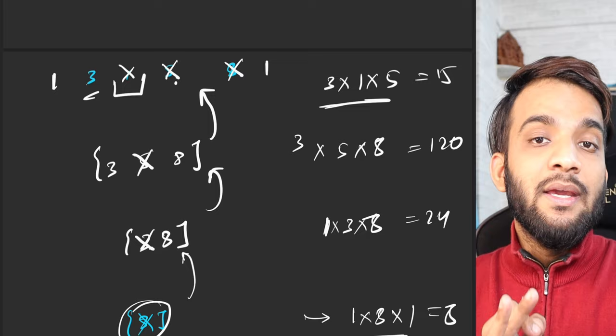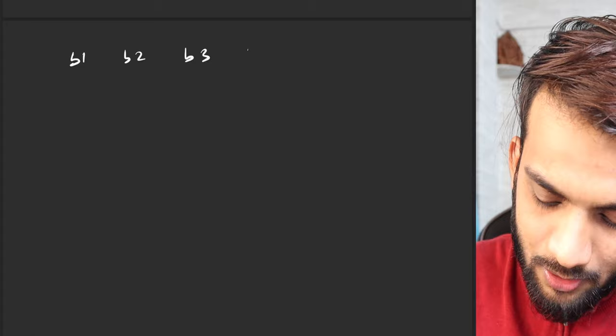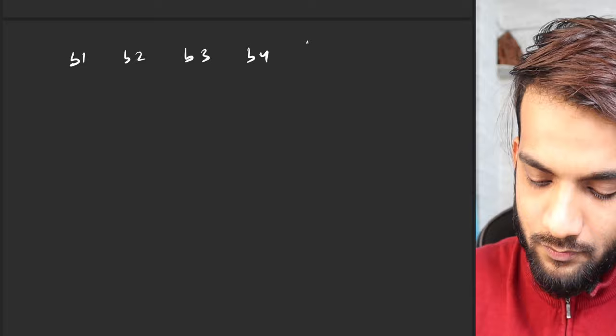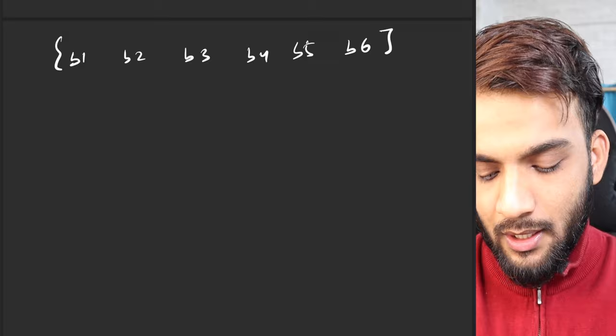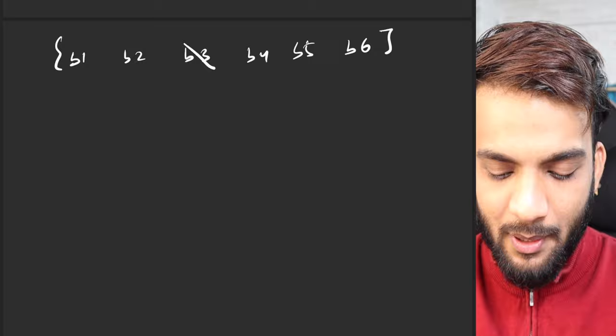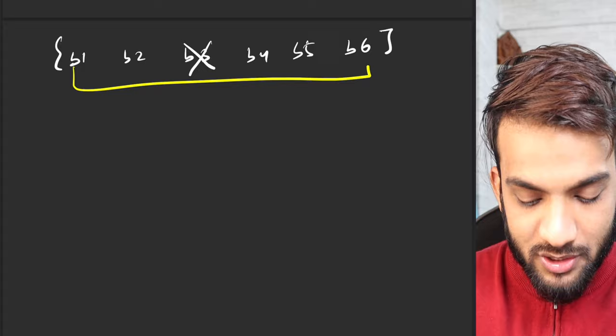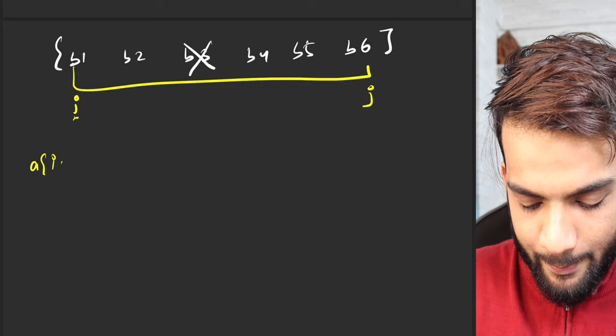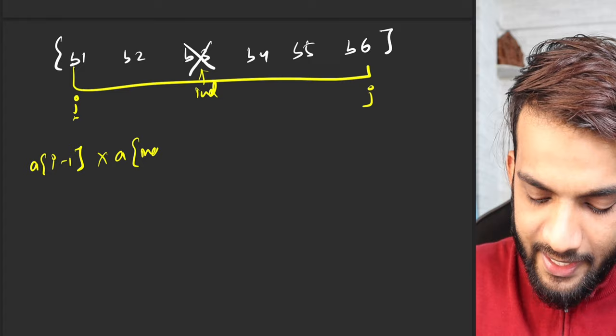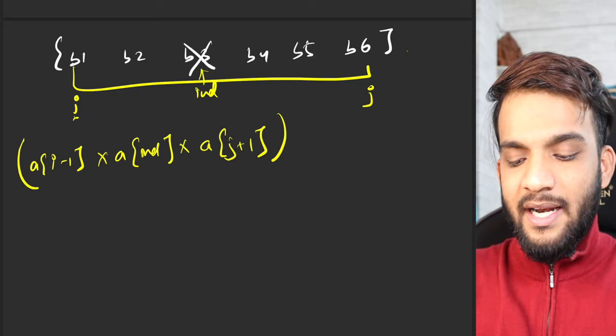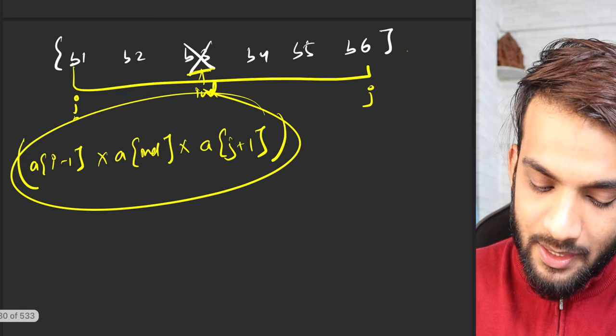Like if I just take one more example of B1, B2, B3, B4, B5, and B6, right? So if I'm taking this example, if I just decide that, hey, listen, I am going to burst out, for an example, B5, out of this range, then if this is I, this is J, I know the left guy of this is A of I minus 1. I know the guy itself, imagine this is index, is A of index. Imagine the right guy is J plus 1. This is the coin that you will get if this guy is bursted right at the end. And this is a subproblem that has to be solved.